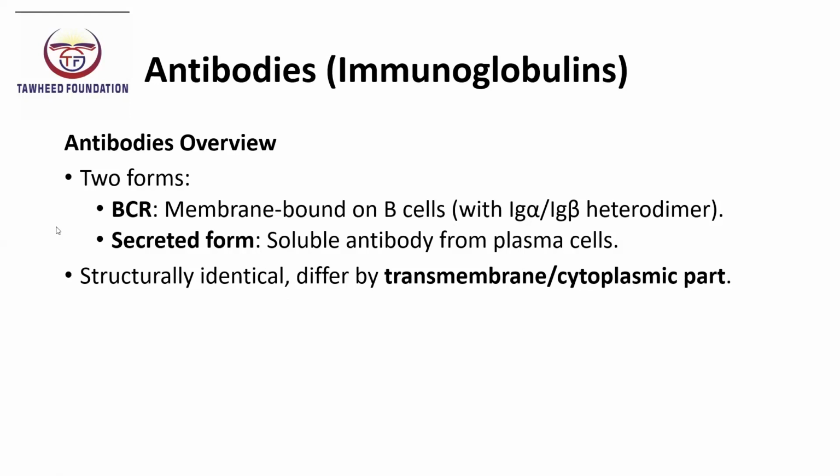So in essence, the BCR serves as the sentinel on the B cell, detecting antigen and initiating immune responses, whereas the secreted antibody serves as the effector molecule performing immune functions at a distance from the B cell. Both of these forms together ensure that the humoral immune system can recognize antigen, initiate a response, and eliminate threats efficiently.